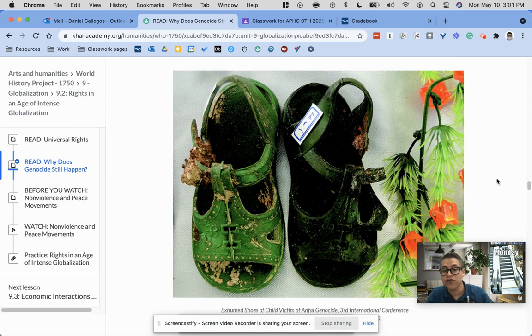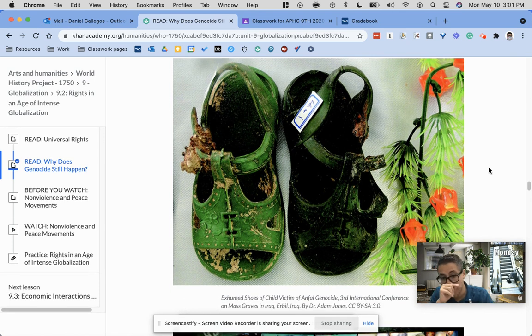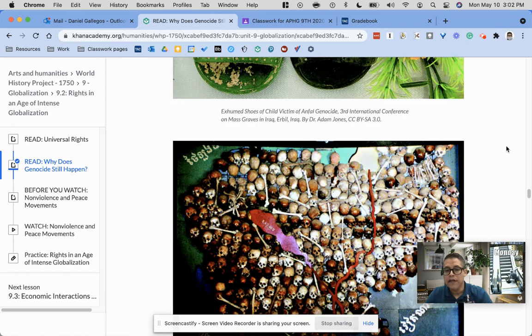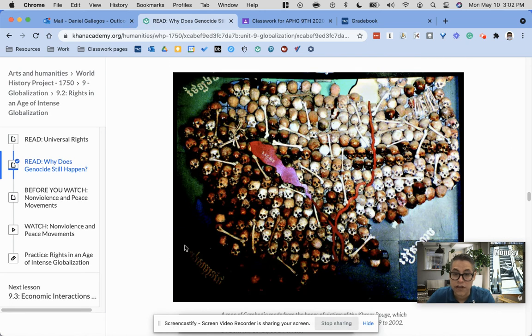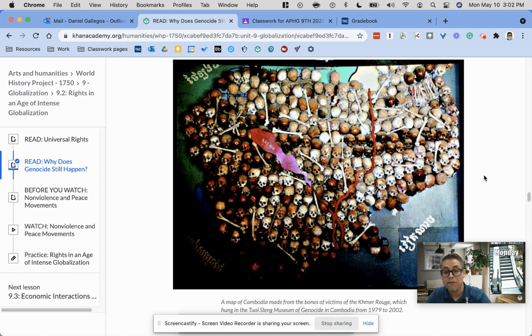This right here, homies, these are shoes that were exhumed. That means they were dug up from a mass grave in Iraq. These are from the Anfal genocide, from the genocide of those Kurdish people there in Iraq. As you can tell, there were children among those people who were murdered. This right here is a shape of the country of Cambodia with human remains. This is a map of Cambodia made by the bones of victims of the Khmer Rouge, which was hung in Tuol Sleng Museum of Genocide in Cambodia from 1979 to the year 2002.